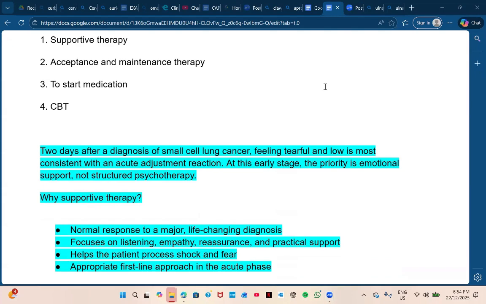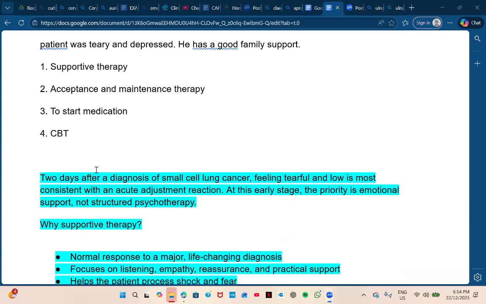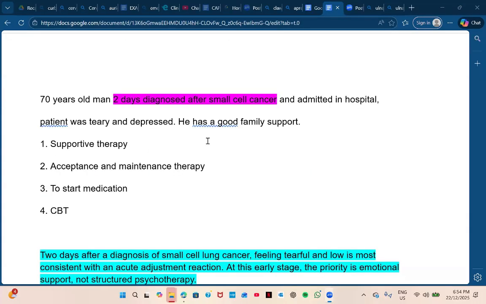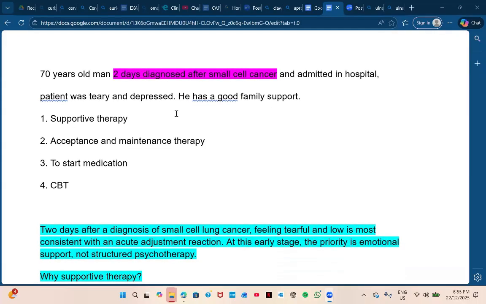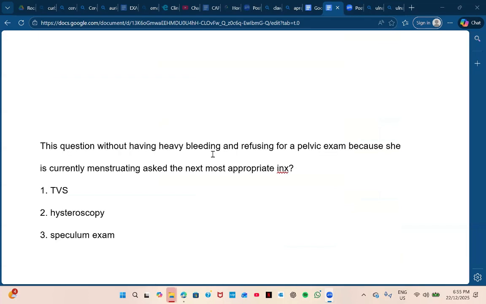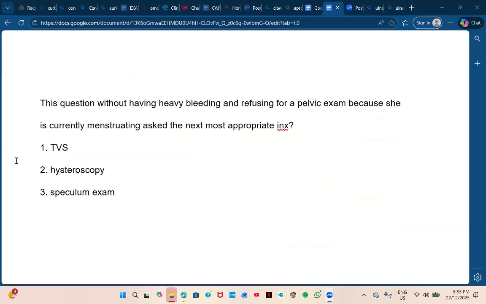Yeah, that's the thing. This is like 2 days, right? That makes sense. If it is more than 1 to 2, 3 months, then we can think about psychotherapy or other things. Otherwise, it's very, very early, right? We just diagnosed and the patient is tearful, right? In that case, we have to listen to the patient. We have to support him, right? Okay. So next question.